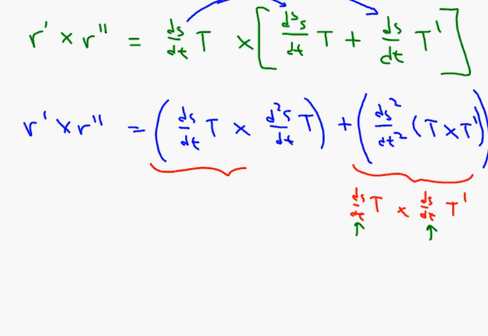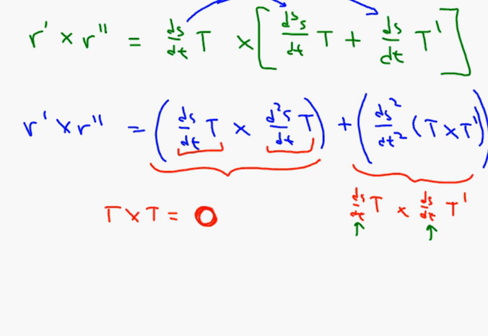If you take a look at this expression right here, what you realize is you're taking a vector and you're crossing it with some multiple of itself. Well, when you do that, you know that any vector crossed with itself is equal to the zero vector. This is a bold zero, meaning the zero vector, a vector with zeros in all its components.